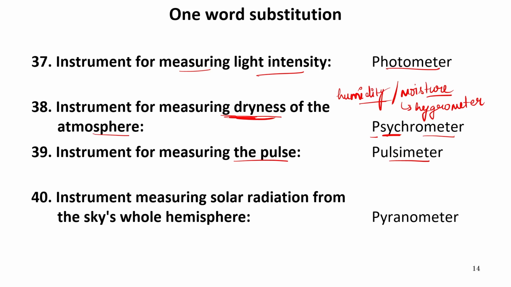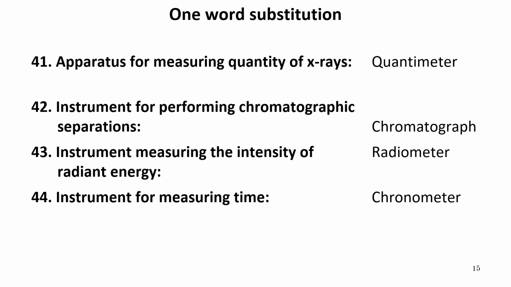Now, let us move to the next one. Instrument measuring solar radiation from the sky's whole hemisphere. Now, this is known as pyranometer. So, this is pyranometer. Now let us move to the next one. Apparatus for measuring quantity of X-rays. Now quantity of X-rays is measured by quantimeter. So we are calculating the quantity. So that is quanti and meter.